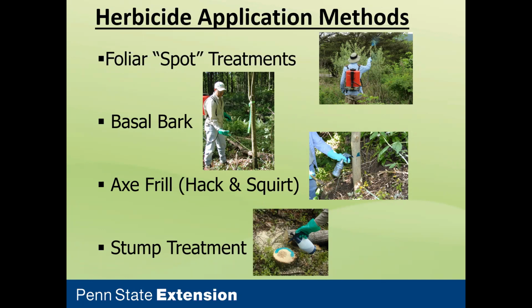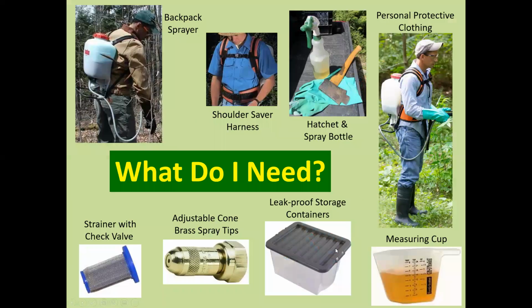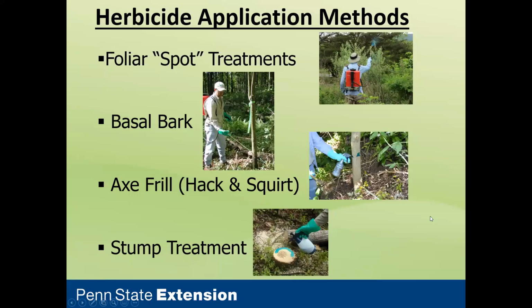Or axe frill, hack and squirt, again another very selective approach, where the herbicide is applied directly to cuts in the stem. We leave spaces between our cuts like you see in this image so that you get good movement of the herbicide down to the roots. And then the last one there is stump treatment. If the plant has to be removed, you can cut the plant and treat the stump so that it doesn't resprout. That can be an effective means to control resprouting on a lot of our invasive shrubs, for example.